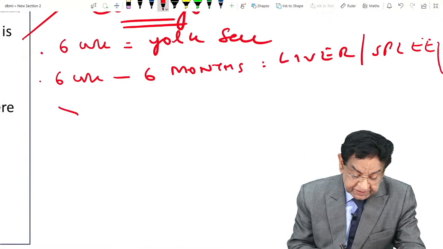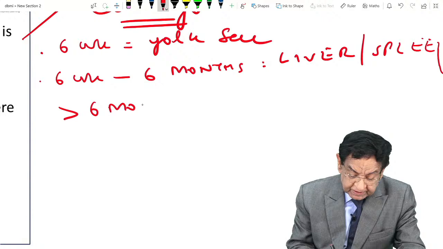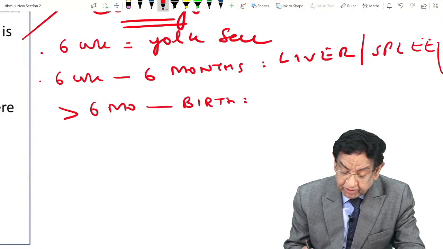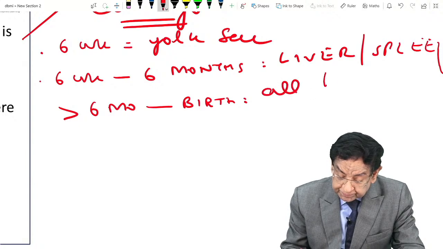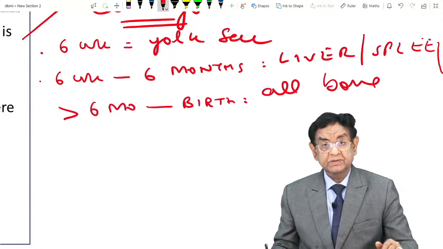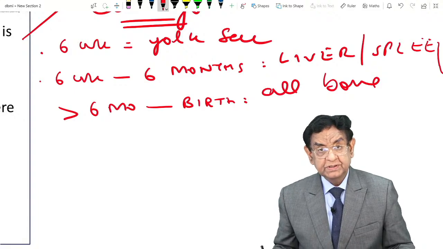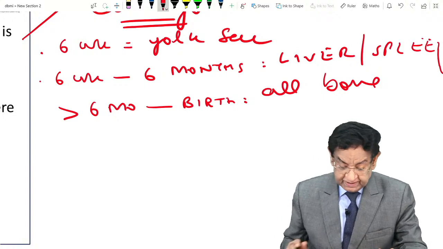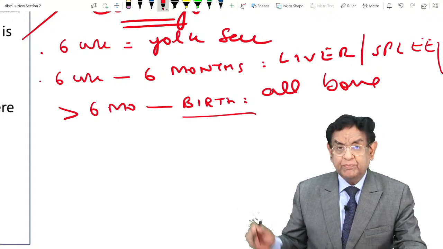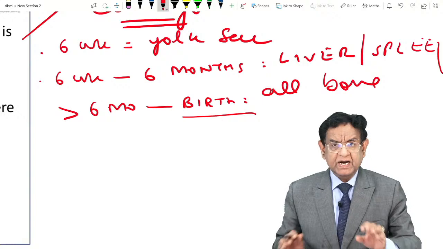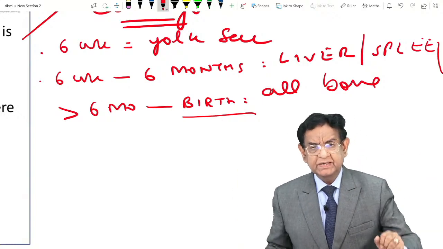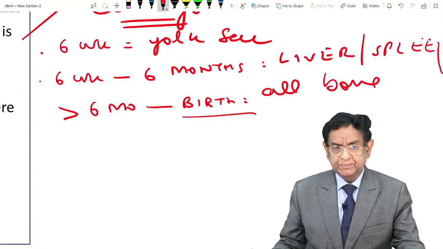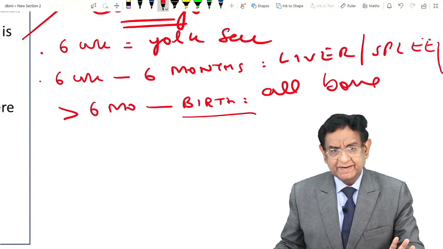Then after 6 months till the birth, they are made in all bones. That means now not in the liver, not in the spleen. So at birth, all bones, especially long bones, make cells throughout the marrow, including, of course, flat bones also. Every part of the bone is making it.